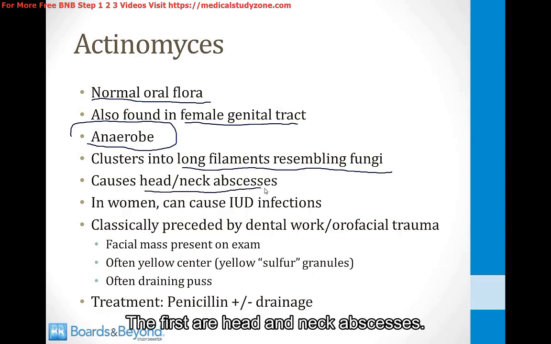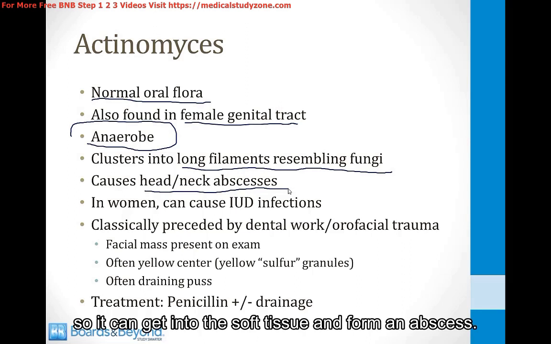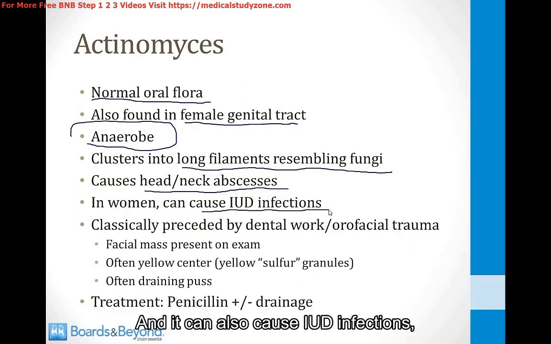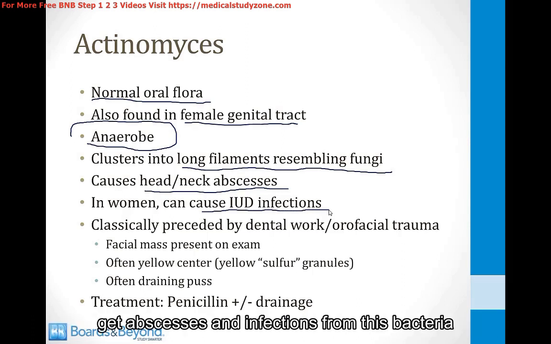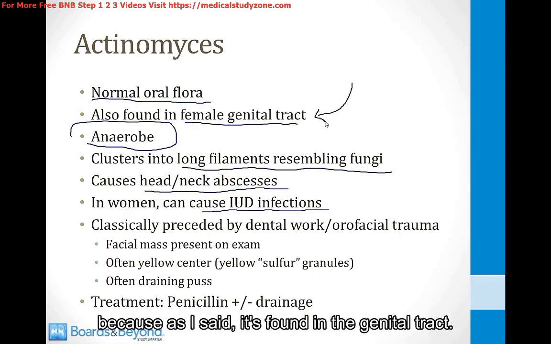The first are head and neck abscesses. You can imagine it's normal oral flora, so it can get into the soft tissue and form an abscess. And it can also cause IUD infections, so women who use intrauterine devices for contraception can get abscesses and infections from this bacteria because, as I said, it's found in the genital tract.